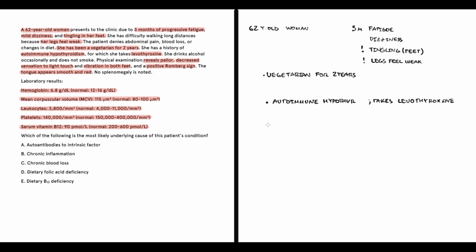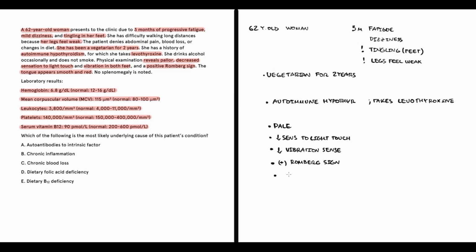Her skin is pale, she has decreased sensitivity to light touch and decreased vibration sense, which tell us about neural injury. Also, she has a positive Romberg sign, which means that she loses balance with closed eyes. A positive Romberg sign tells us about affected proprioception.